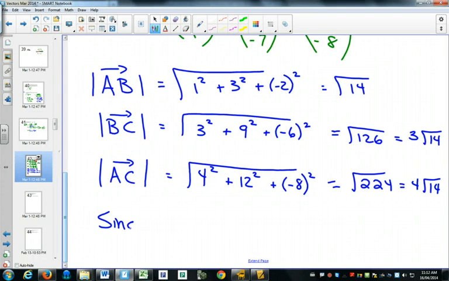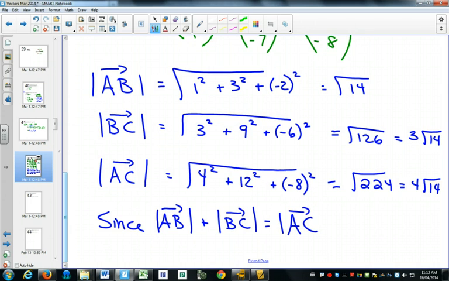Write a statement: since the length of AB plus the length of BC is equal to the length of AC, A, B, and C are collinear.